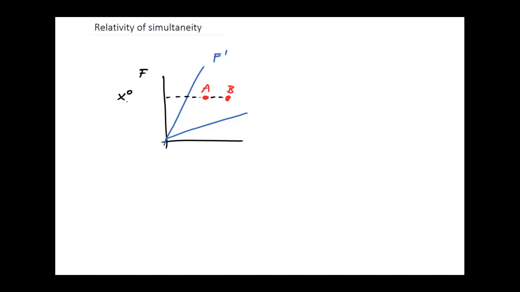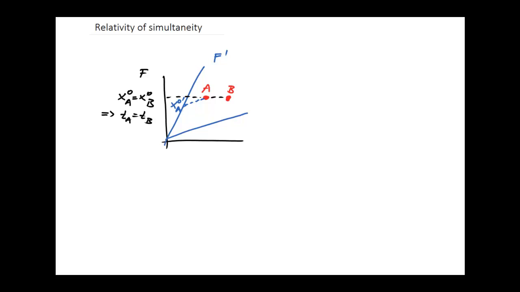So x naught of A equals x naught of B, and this means, up to the factor c, this is time, so t A is equal to t B. What is the time that the primed observer measures? Well, to measure the time coordinate of event A, I have to go parallel to the E1 primed axis, and then I will measure x naught primed of A.